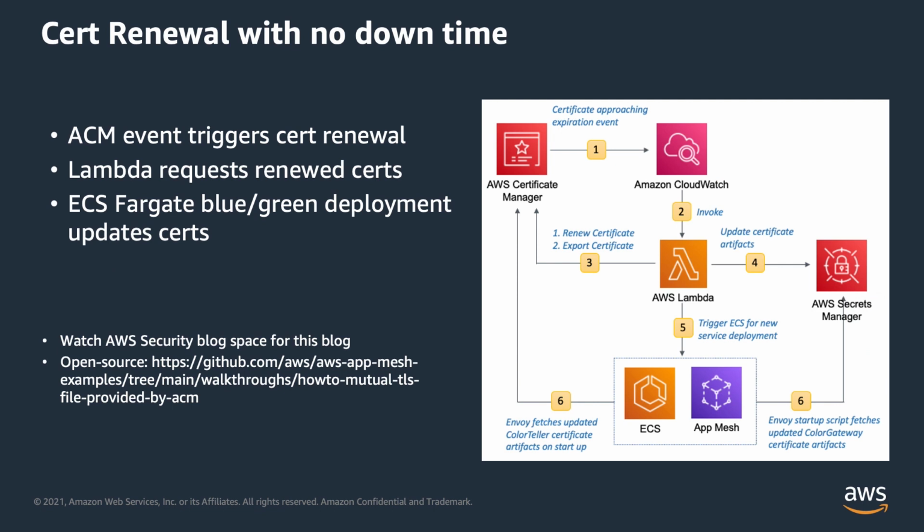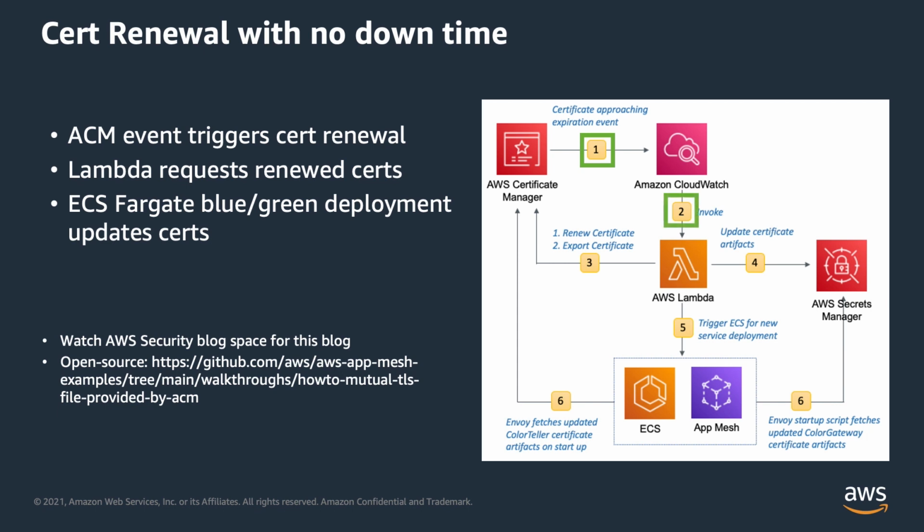Now let's talk about certificate renewal. A complex issue in certificate management is certificate renewal. And what makes it even more interesting is how do we do certificate renewal without any downtime? ACM has a mechanism through which it can send events to CloudWatch long before a certificate is approaching expiration. So in step number 1, what we do is pick up this event from the AWS Certificate Manager and bring it over to CloudWatch.